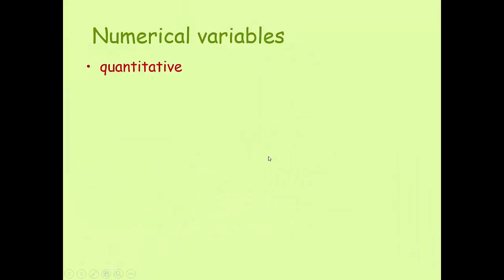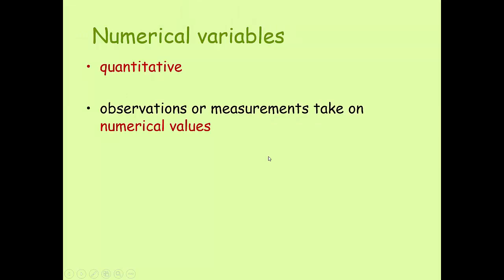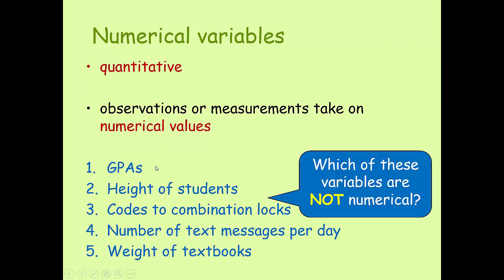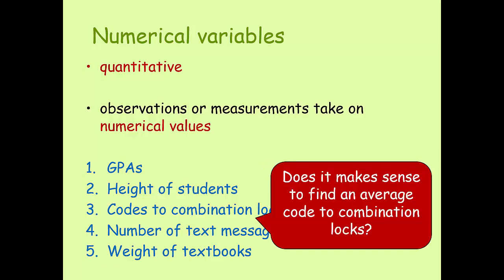Numerical variables are quantitative. These are observations or measurements taking on numerical values, and it makes sense to actually perform some kind of math on them. So your GPA, heights of students, codes to combination locks, number of text messages per day, weight of textbooks. Which one of these would not be numerical? Even though a code to a combination lock is numbers, it doesn't really make sense. Do you want to average or add combinations?